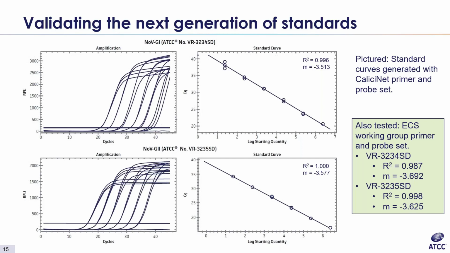group. This slide shows the standard curves using the CaliciNet primers and probes for the new norovirus G1 in the upper panels and the norovirus G2 construct in the lower panels. For both constructs, we have a nice linear progression between dilutions. We ran the ECS assay as well with similarly good results, which are reported in the breakout box at right.